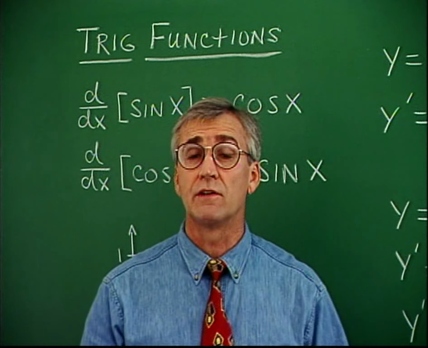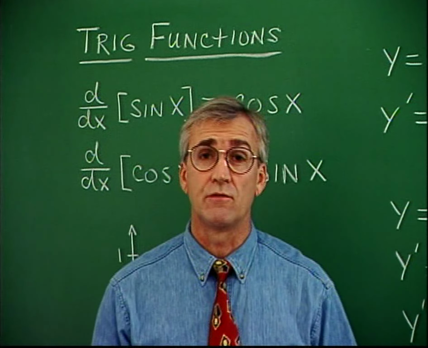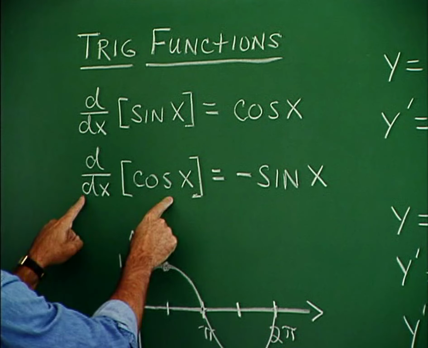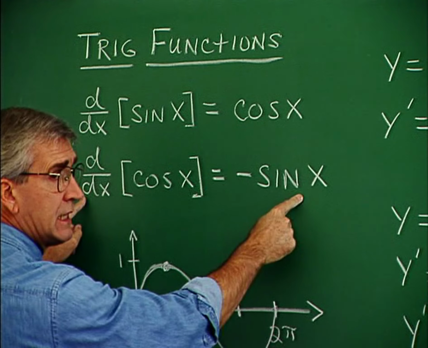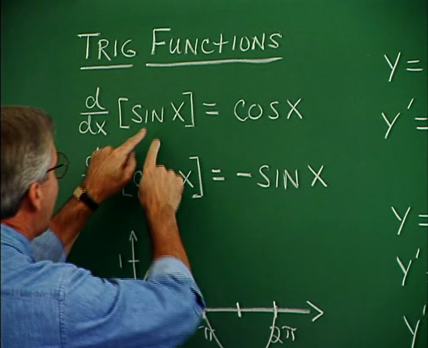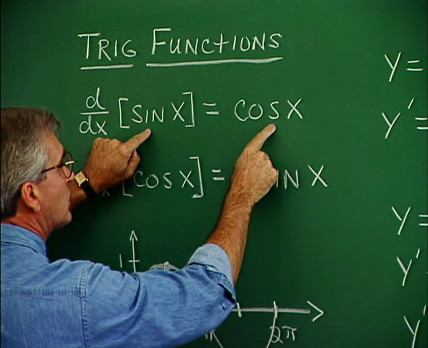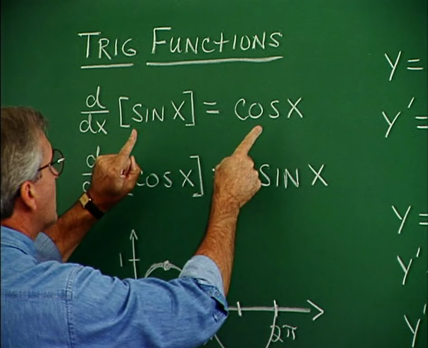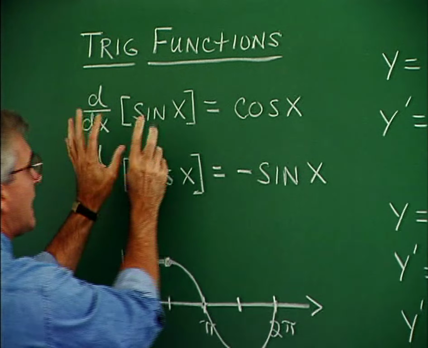Sine and cosine functions have derivatives that are particularly easy. The derivative of sine is cosine. The derivative of cosine is negative sine. Let's take a look at the graphs of sine and cosine together. And in that way, we can see why the cosine is the derivative of sine, or at least I think we should be able to see that.